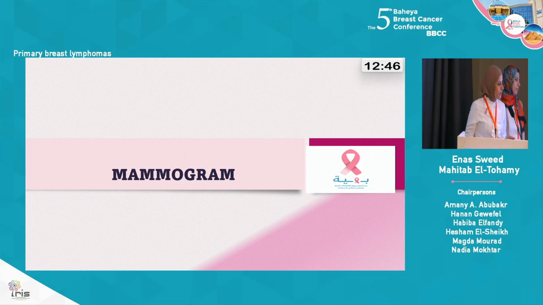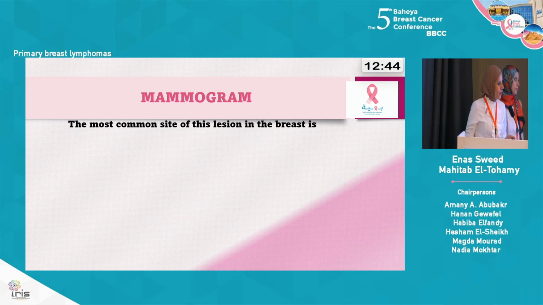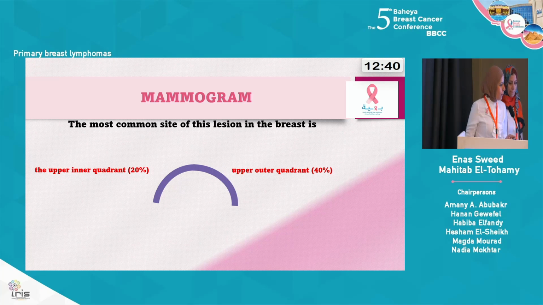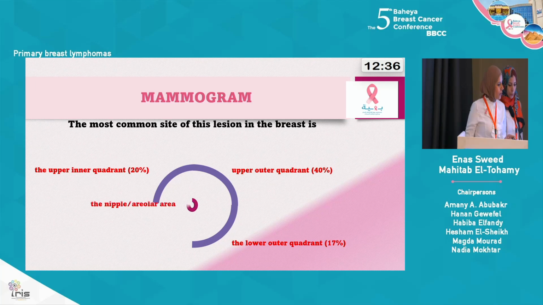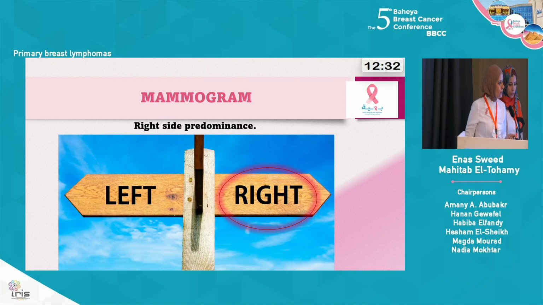Mammographic findings. The most common site of primary breast lymphoma in the breast is the upper outer quadrant in 40%, the upper inner quadrant in 20%, and the less common sites are the lower outer quadrant and the nipple and areola complex, with right side predominance for primary breast lymphomas.